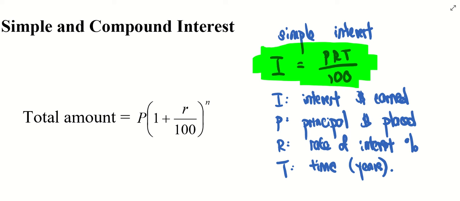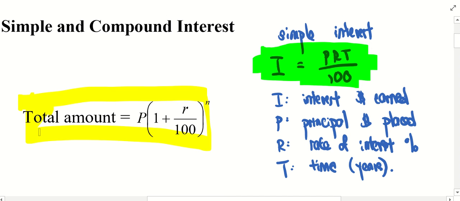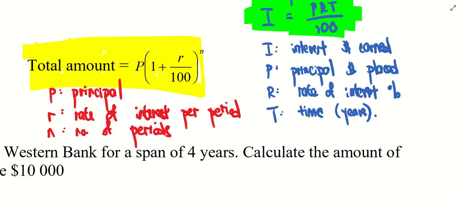However, my main aim today is teaching compound interest. Don't worry. The good thing about compound interest is they will give you the formula. You don't have to memorize. However, when it comes to compound interest, the P still represents the principal, the amount of money you put in, but R and N, R stands for the rate of interest per period. So that may change according to the question. Likewise, N represents the number of periods.